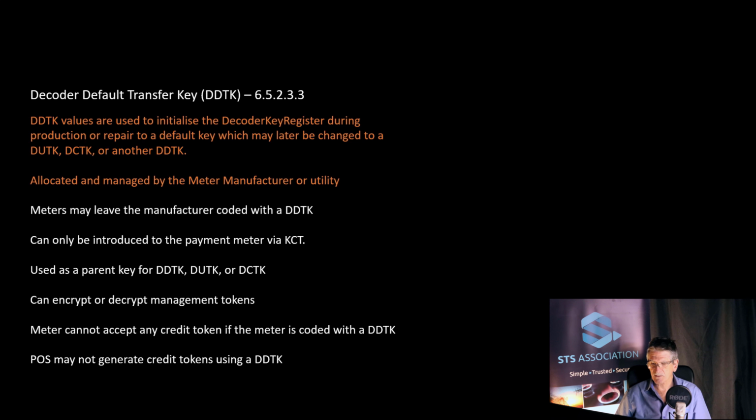Meters may leave the factory coded with the DDTK. Can only be introduced into the payment meter via key change tokens. And they can be used as parent keys for DD, DU, or DCTK. They can encrypt or decrypt management tokens. Meters cannot accept any credit if the meter is coded with a DDTK. A POS may not generate credit tokens using a DDTK either.